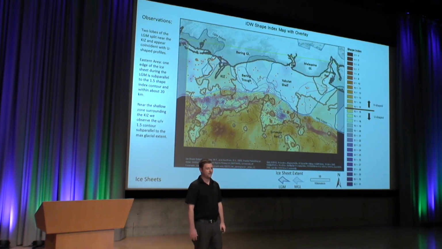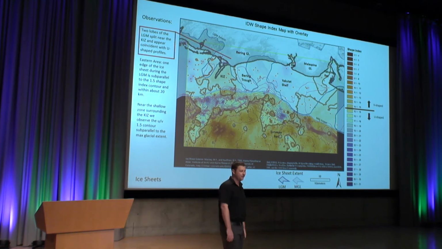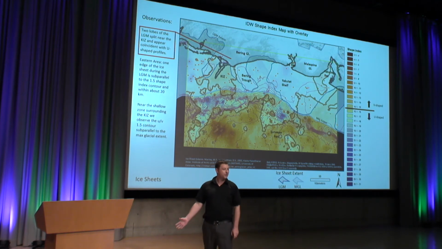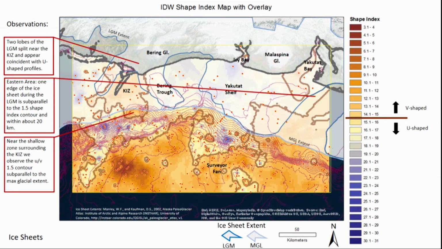We wanted to look at this with respect to the ice sheet extents, and we see that two lobes of the last glacial maximum seem to split near the Kayak Island zone, and these are more associated with U-shaped profiles. In the eastern area, we see one edge of the last glacial max is subparallel to the change in U and V profile shapes. And near the shallow zone surrounding the Kayak Island zone, we see the change in U-V contour subparallel to the max glacial extent.